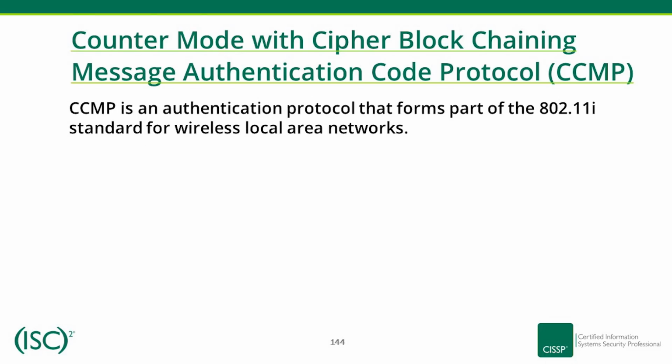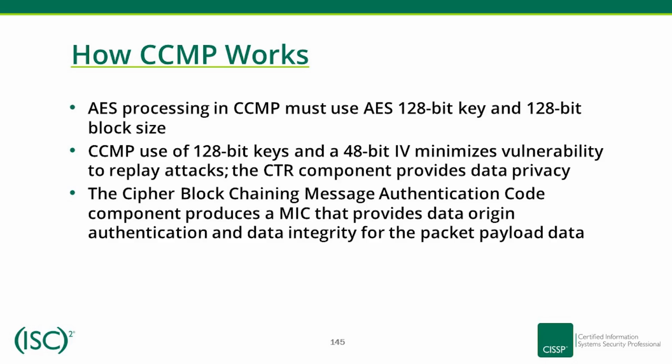Counter mode with cipher block chaining message authentication code protocol, CCMP. CCMP is an authentication protocol that forms part of the 802.11i standard for wireless local area networks. How CCMP works. AES processing in CCMP must use a 128-bit key and 128-bit block size.